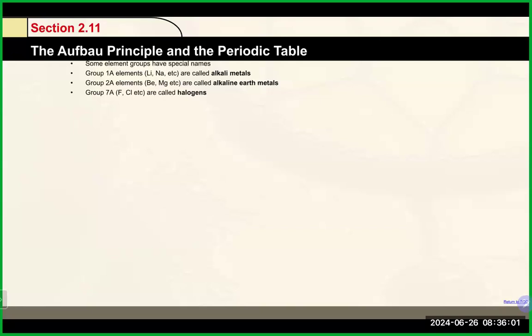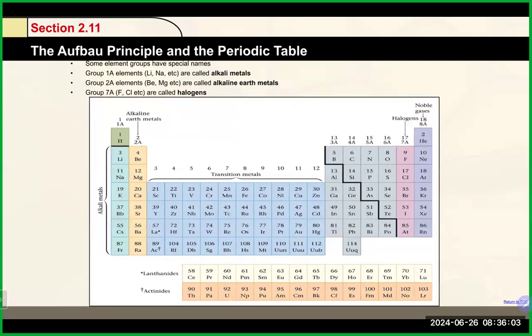Now, some groups do have special names, and you do need to know these names. Starting with group 1, which again starts here with lithium, those are the alkali metals. Right next door are beryllium, magnesium, and calcium, where we looked at a lot of those in the experiment yesterday. Those are our alkaline earth metals.